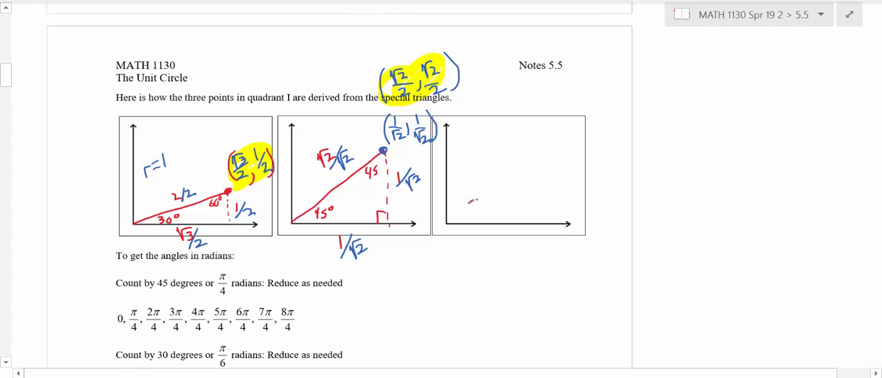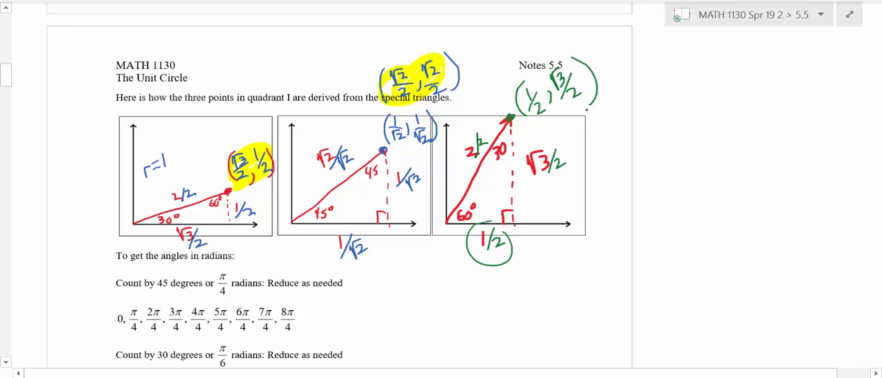And then the third one is 60 degrees. So you have a 60-degree angle, and what you end up getting is a 30-60 right triangle that goes like this. So the sides go 1, 2, square root of 3. Okay, then I do exactly the same thing. I divide everything by 2 to make that radius 1 for a unit circle. X would be 1/2. Y would be square root of 3 over 2 like that.